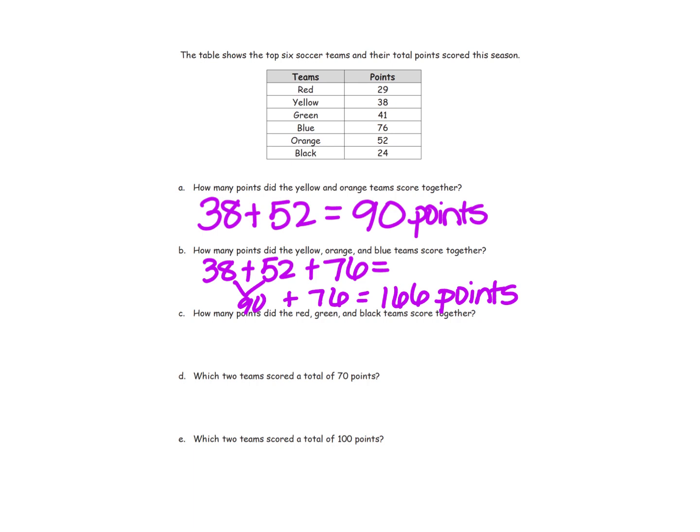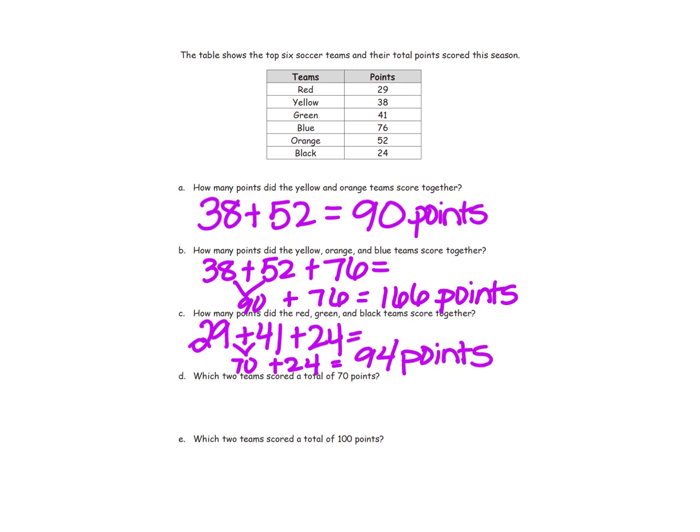Part C. How many points did the red, green, and black teams score together? So here we have red, green, and black. So we will have to add all of those together. 29 plus 41 plus 24 equals. 29 and 41 equals 70. 70 plus 24 equals 94 points.